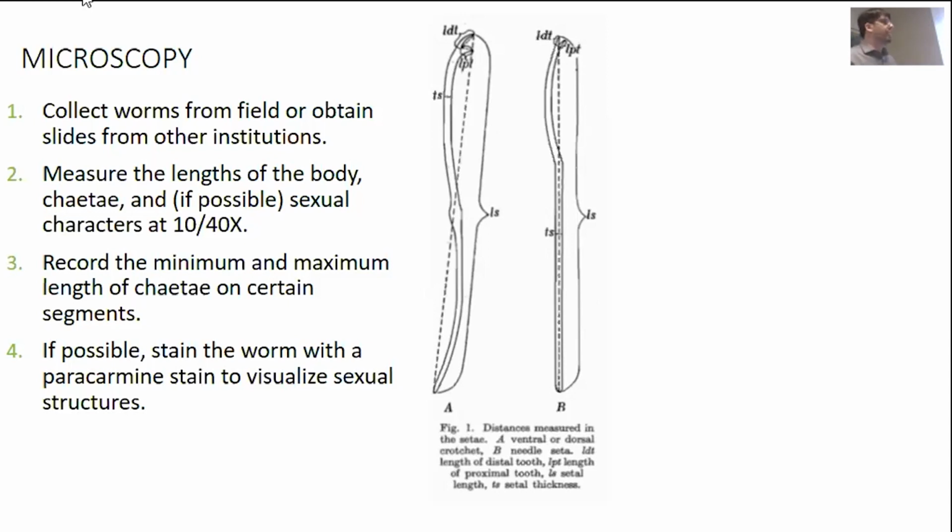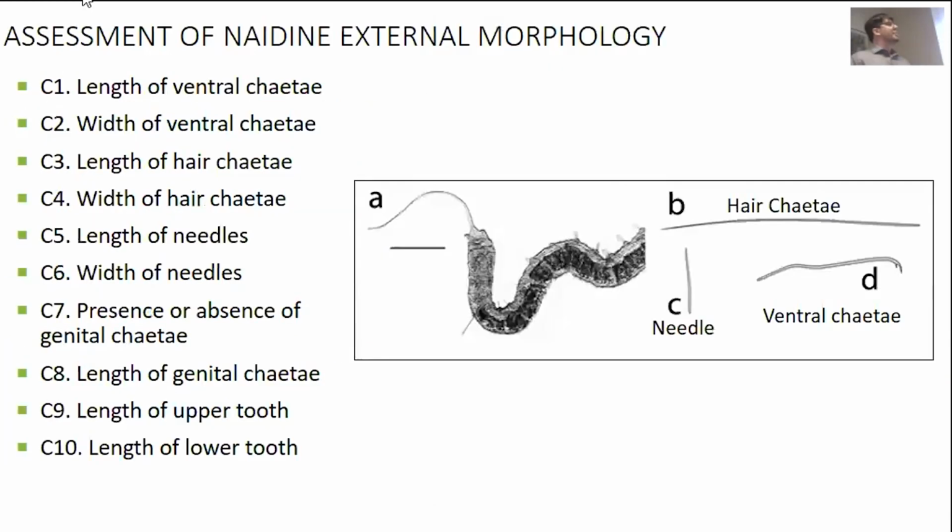Once again, they all kind of vary, and you'll see that. And then if possible, when I would get sexually reproducing individuals, I would try and stain those individuals so that we could get a nice detailed look at the sexual characters of these worms, which was not always easy.